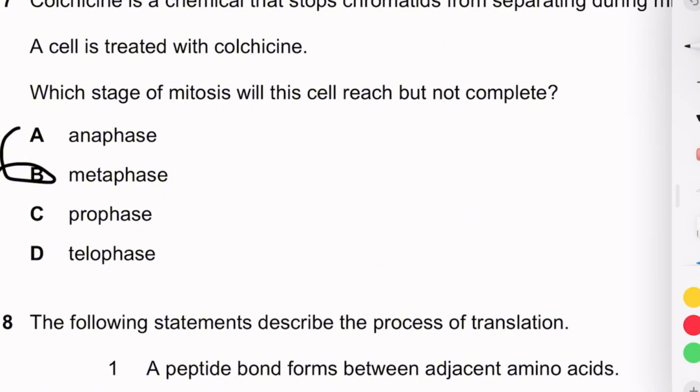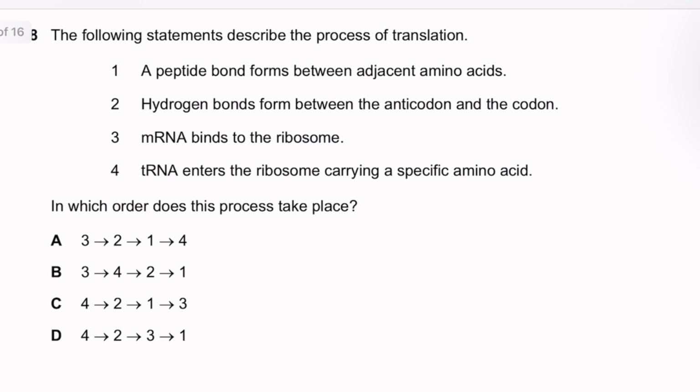The following statements describe the process of translation. Peptide bond forms between adjacent amino acids. Hydrogen bonds form between anticodon and the codon. mRNA binds to the ribosome. tRNA enters the ribosome carrying a specific amino acid. In which order does this process take place? So these are all the events that happen during translation. In what order do they happen?